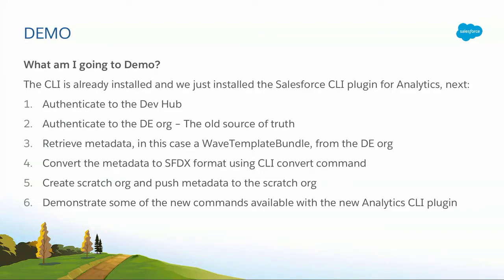So what I'll do is I've authenticated to a developer hub, then I authenticate to this DE org. And once I have that org, I can, through metadata API commands in the CLI plugin, pull that Wave template bundle out of the DE org onto my file system. Once I've retrieved the data, I'm going to run a convert command that converts it to SFDX format. And then at that point, I can create scratch orgs and push this metadata into the scratch org. That's all general SFDX stuff with analytics resources. But then I'll demonstrate some of these new commands available with this CLI plugin.